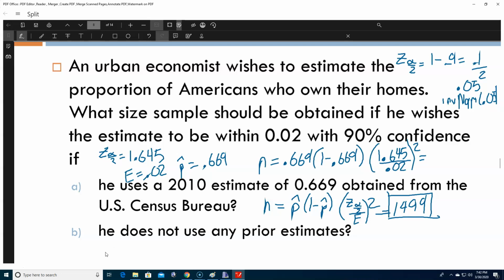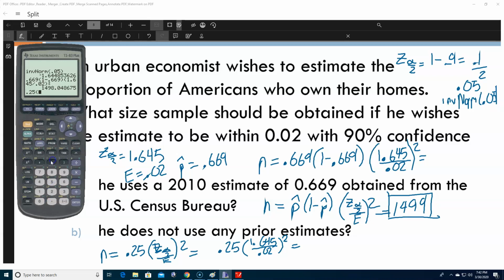Now B uses the other formula, right? Without a p hat, it's just going to be 0.25 times the z half alpha score divided by E, squared, which is the same thing as saying 0.25 times 1.645 divided by 0.02 squared. And again, we'll go to the calculator. It'll do the math for us. All we have to do is type it in correctly.